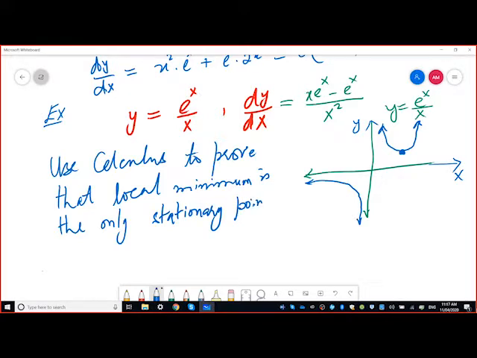Do you understand? And find its exact location. Can you do this question? Sure. So how to do that?